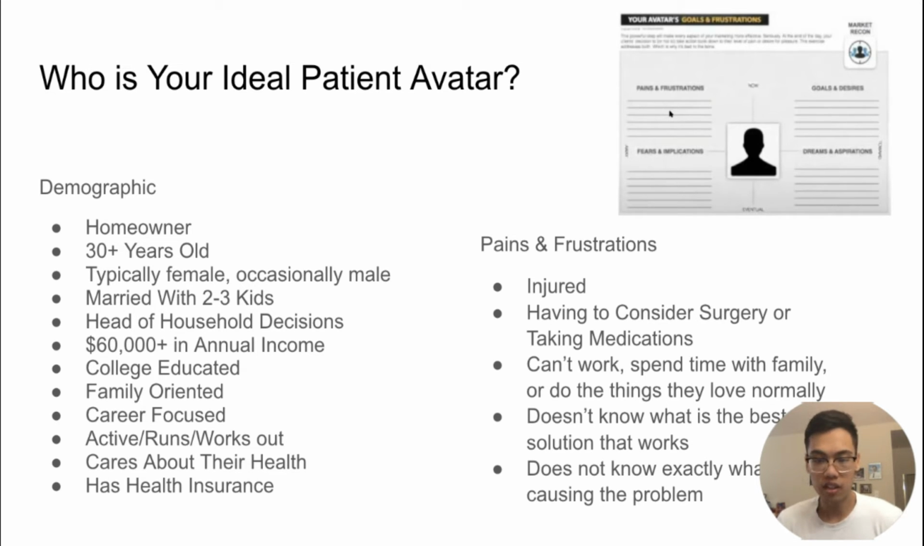So it starts looking at your ideal patient who may be 30 years of age or older, typically female, occasionally male, and this ideal mom makes the decisions as the head of the household. And this person can also refer her family to your practice and her friends. Ideally, they'll be able to afford your services, making about $60,000 a year and above. They're educated, they focus on their family, career, and their health.